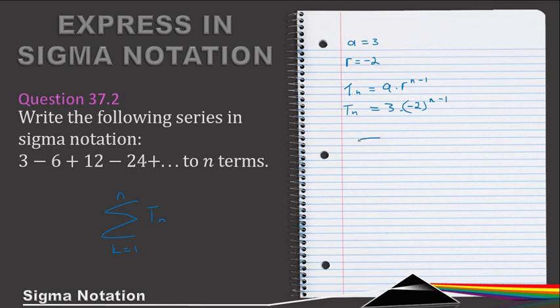So to substitute it in here, we've got up to n terms, where we start with k equal to 1. And then I'm going to say 3 times negative 2 to the power of k minus 1.